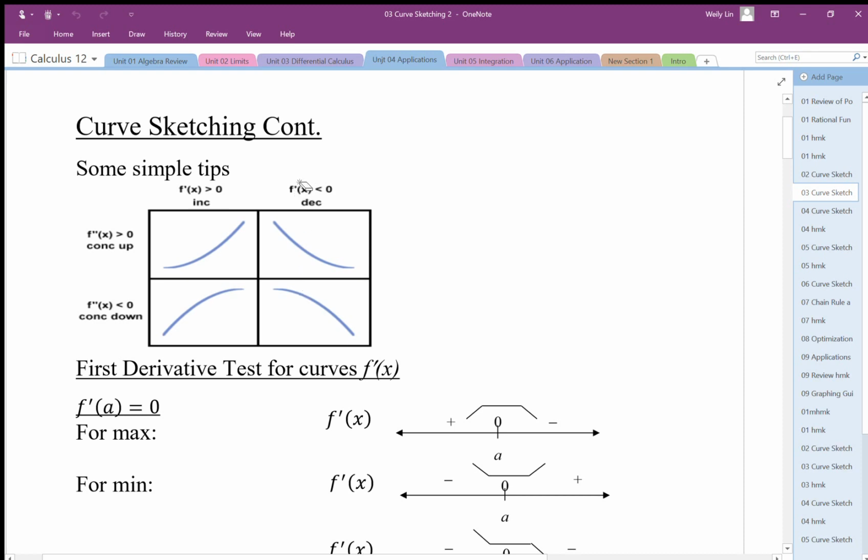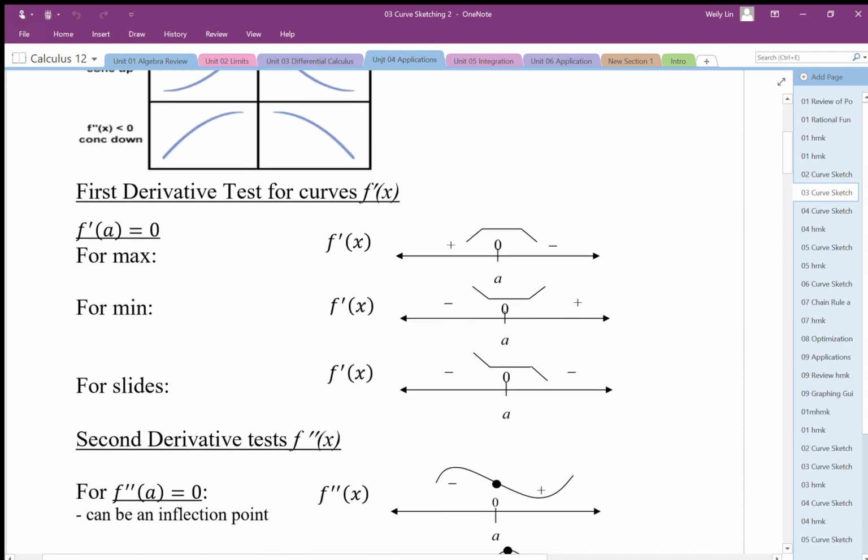Okay, so here's the opposite. The first derivative is negative, so these are all sloping down. The second derivative is positive, so concave up, concave up. Second derivative is negative, so concave down, sloping down, concave down. Okay, so these are some pieces that we want to start becoming more familiar with.